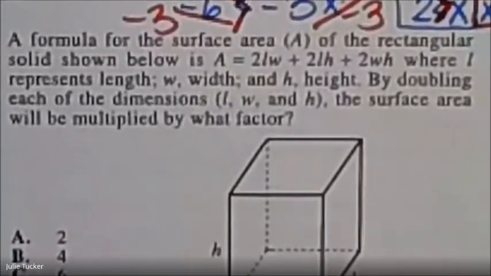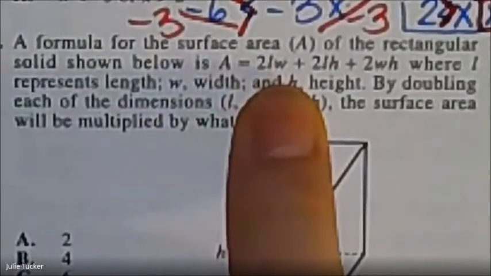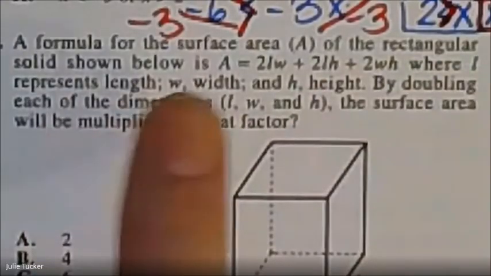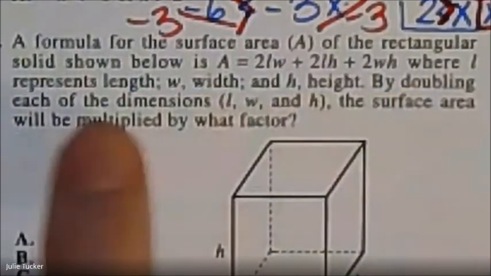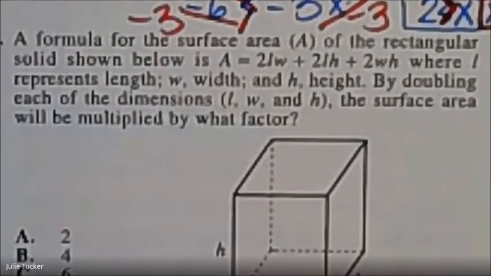A formula for the surface area A of the rectangular solid shown below is A equals 2LW plus 2LH plus 2WH, where L is length, W is width, and H is height. By doubling each of the dimensions, the surface area will be multiplied by what factor?